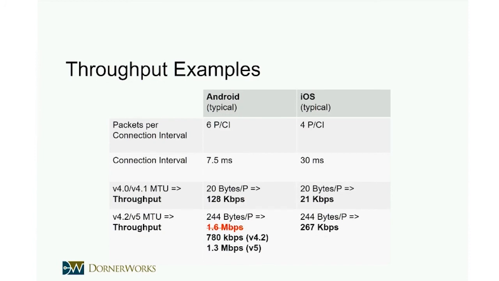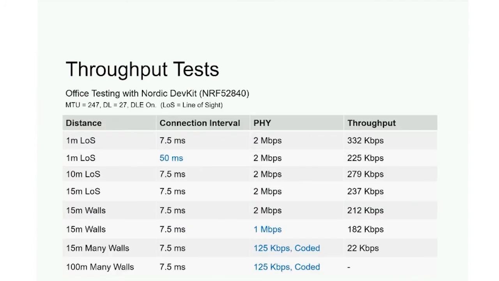So what I did was I took a couple dev boards that I have, and I wanted to see what actual throughput I could get. Here LOS is line of sight. So if I just took 2 dev boards, put them next to each other, and this was with a data length of 27 bytes, and not that 247.